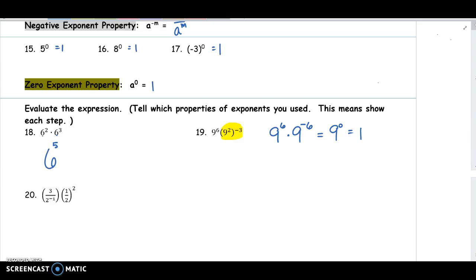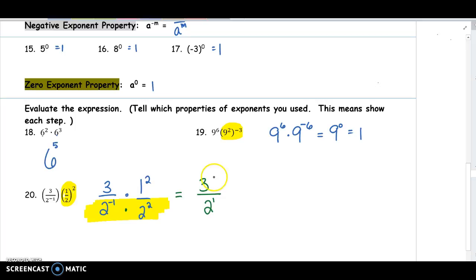Okay, the next one, I'm going to focus on the square before we do anything else. So this is 1/2 squared. That means we've got this 3 over 2 to the negative 1, 1 squared over 2 squared. Now, on the bottom, these are being multiplied. So we can add those exponents. What is negative 1 plus 2? 1. So this is 2 to the 1 on the bottom. And on the top, we have 3 times 1 squared, but 1 squared is just 1. So this answer is 3/2.